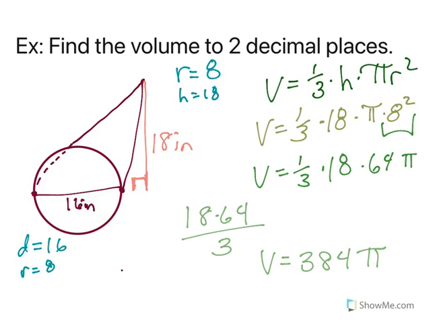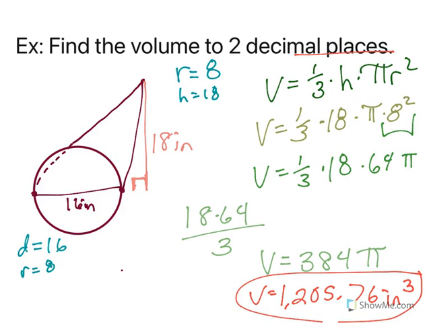But again, the directions say round to 2 decimal places. So we're going to take 384 and we're going to multiply by 3.14 to get a volume of 1,205 and 76/100ths. And that is in inches cubed, because volume is always cubic inches.